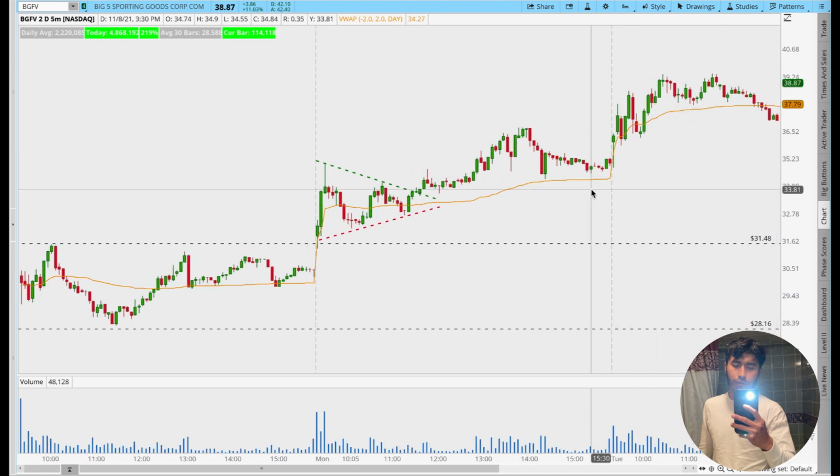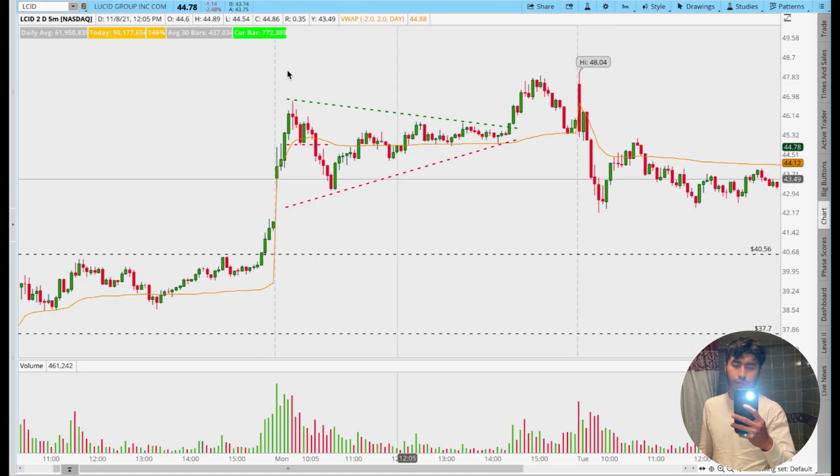So yeah, this is how I use VWAP as a secondary support and resistance, right? I trade it whenever there's a pattern of sorts and the stock is above it. So let me give you another example for Lucid, right? We also traded Lucid on Monday, and same concept, right?